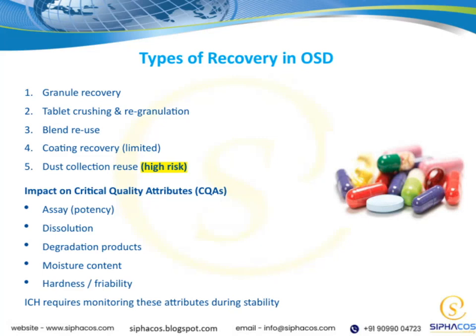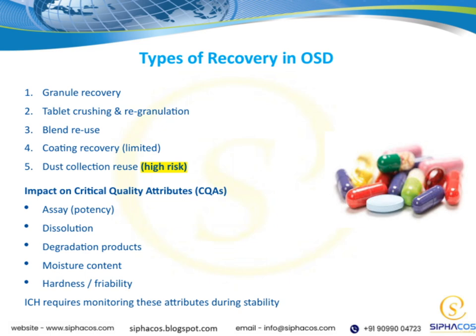Let's take a look at the different types of recovery in OSD. First, we have granule recovery, which involves reclaiming granules during manufacturing or processing. Then there's tablet crushing and regranulation, a process used to reuse crushed tablets by reforming them into usable granules. Next is blend reuse, where leftover or unused blend materials are recovered for future use. Coating recovery is also possible, but it's limited because coatings can be sensitive and might degrade over time. Lastly, dust collection reuse can be done, but it carries a high risk since dust may contain contaminants or unprocessed material.